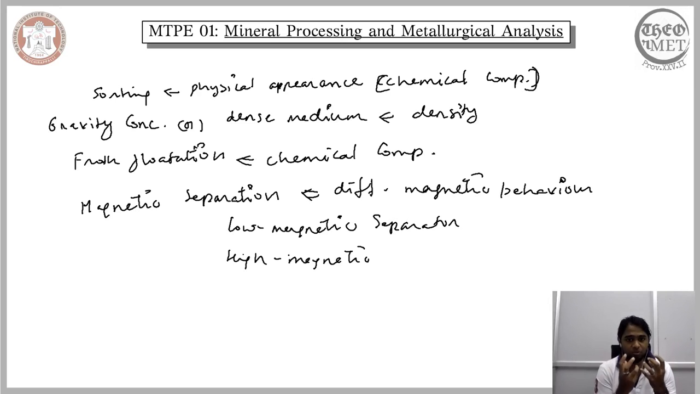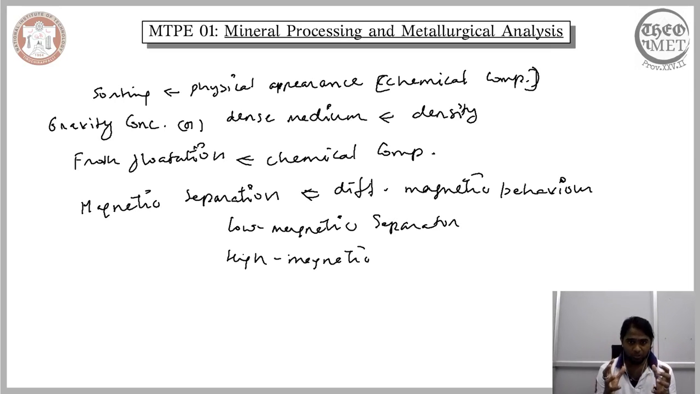So the degree of response to a given magnetic field that these particles give. Only after understanding the degree of response and how these particles respond, we can tell whether the gangue is magnetic or the mineral is magnetic. This distinction we first need to take, estimate, and understand.